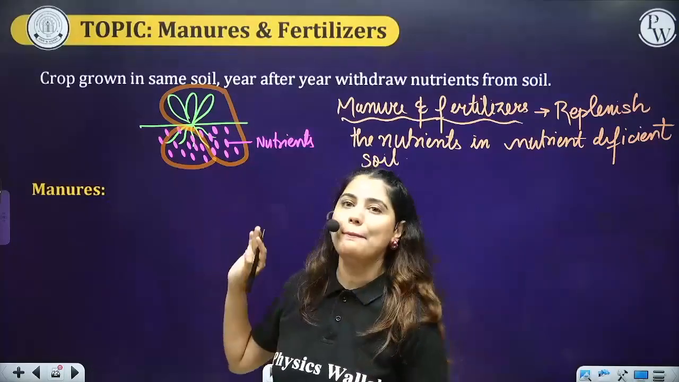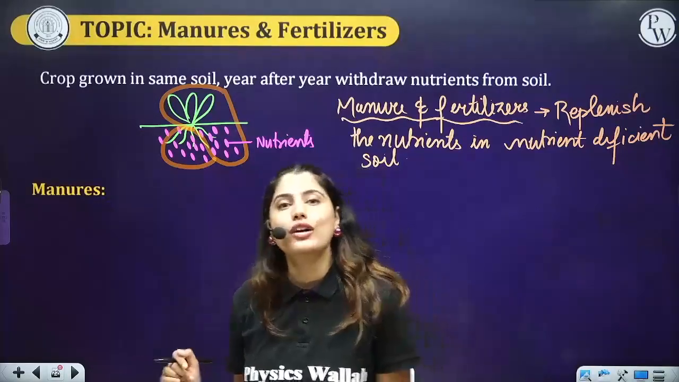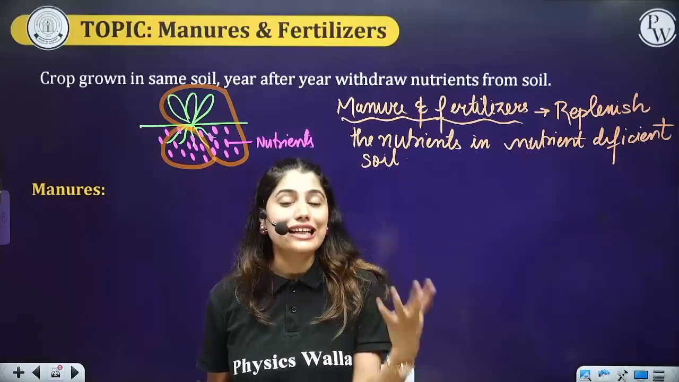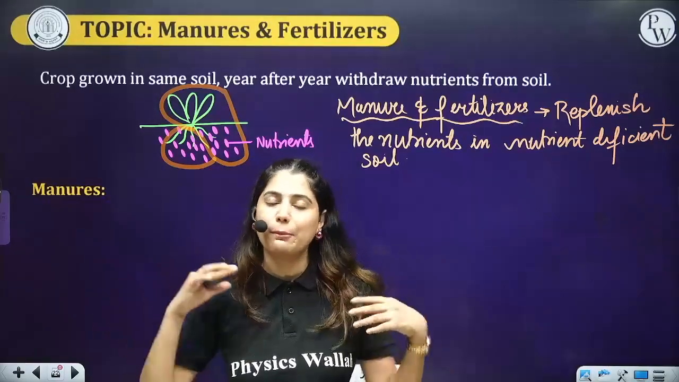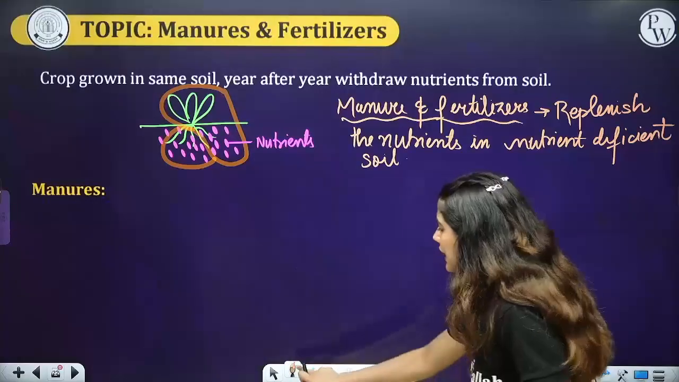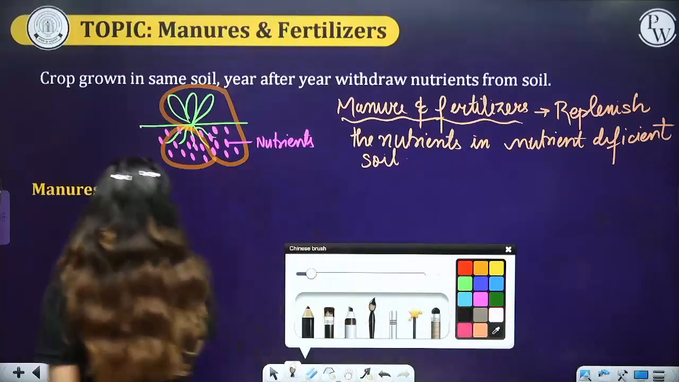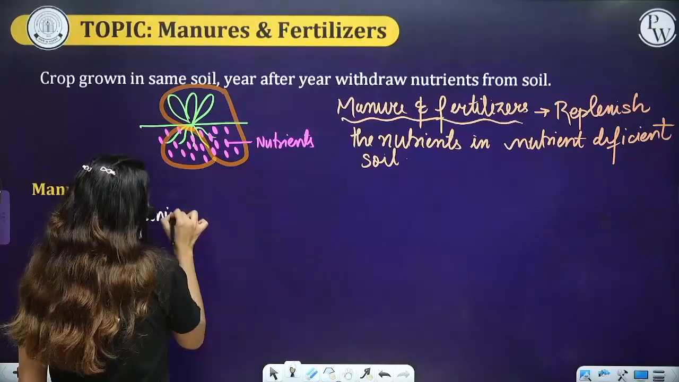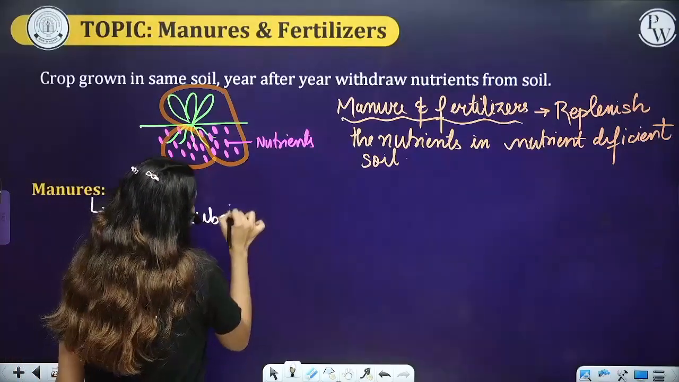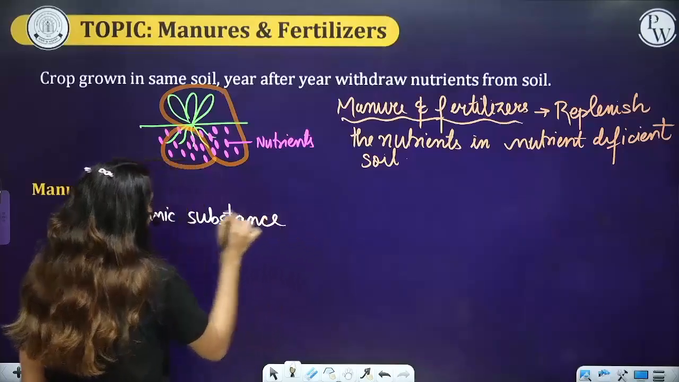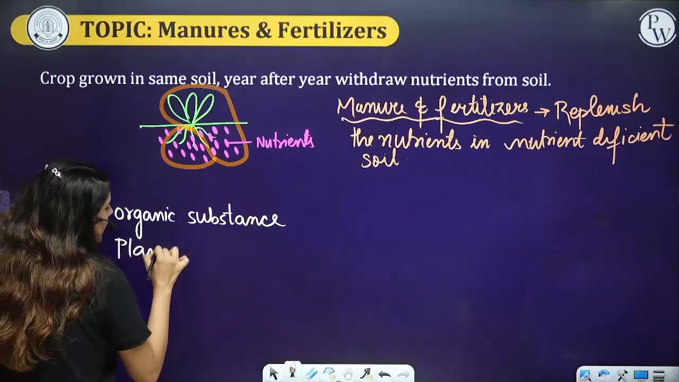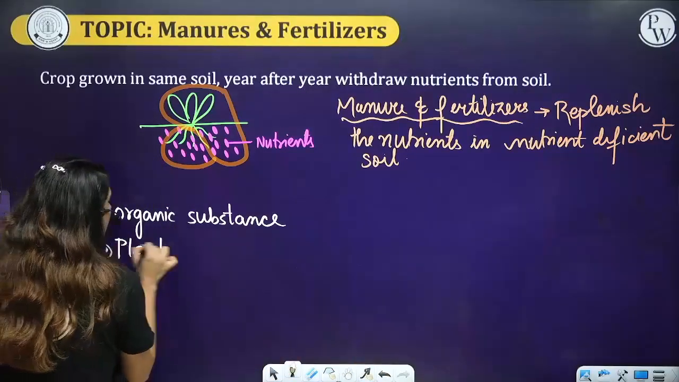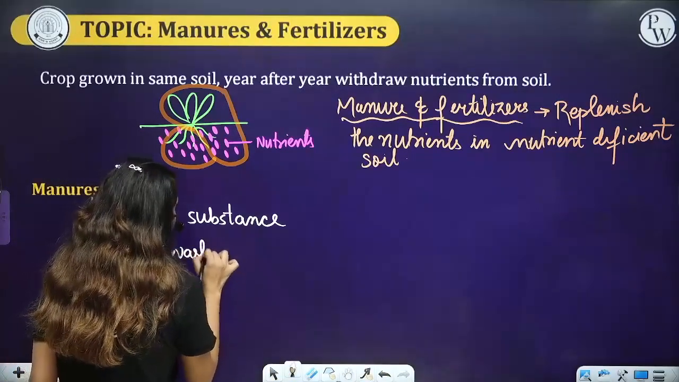Now what are manures? You already know. They are organic substances. How are they formed? They are formed by the breakdown, by the decomposition of the dead remains of plants and animals, right? So basically manures are organic substances, and they are formed when we take the plant waste and animal excreta, right?